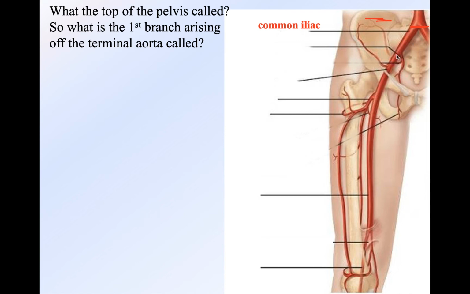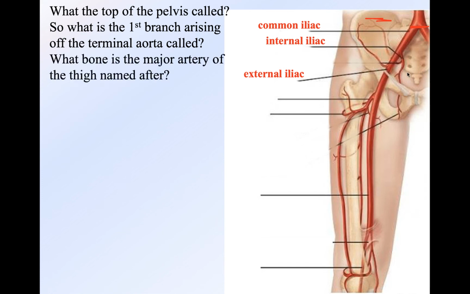Right about the level of the SI joint, it divides into the internal common iliac. Look, it moves down in, and it actually passes through that obturator foramen. And then we have the thicker branch, which continues down towards the leg, and it's the external iliac. Internal iliac is providing blood to the viscera and the pelvic region, and so organs here in the pelvis. So, for instance, the gonads, the bladder, things like that.